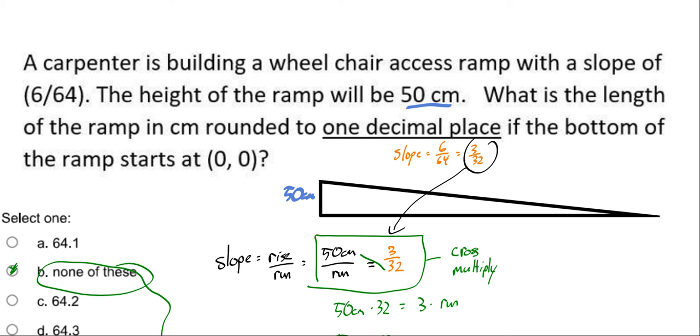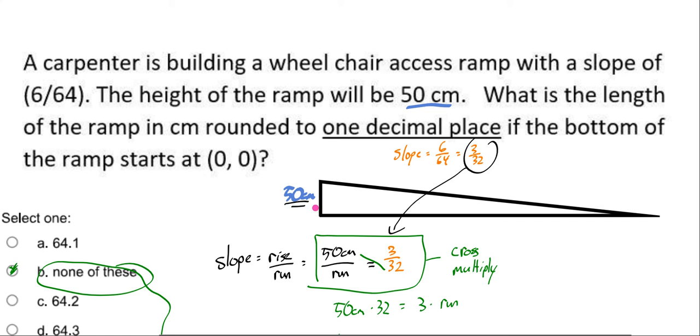Here we've got a carpenter building a wheelchair access ramp with a slope of 6/64. The height of the ramp will be 50 centimeters. What's the length of the ramp, in centimeters, rounded to a decimal place, if the bottom of the ramp starts at 0, 0? I don't think that it matters where the bottom of the ramp starts, but maybe it will. Find out. So here's a little triangle showing a ramp.